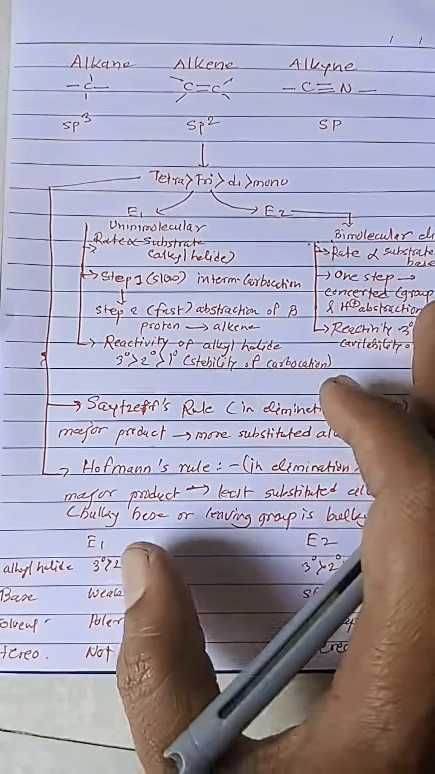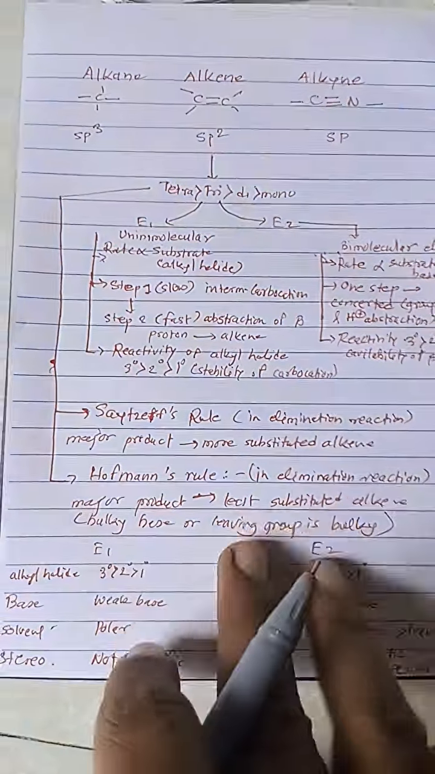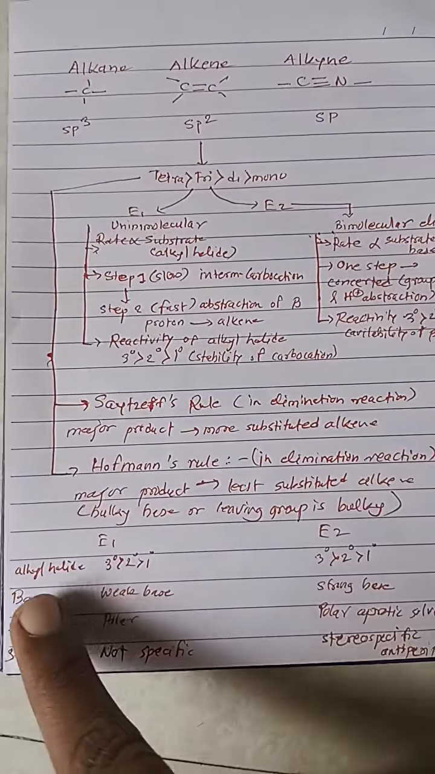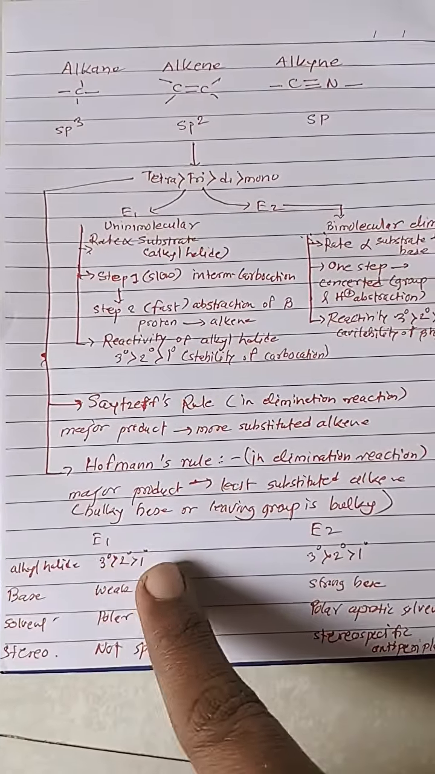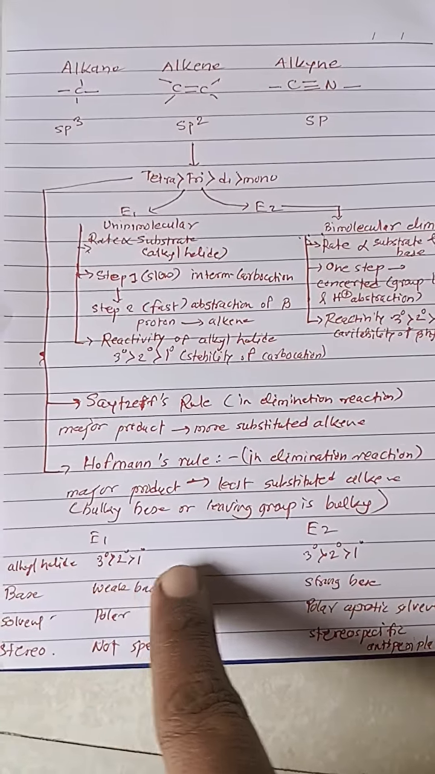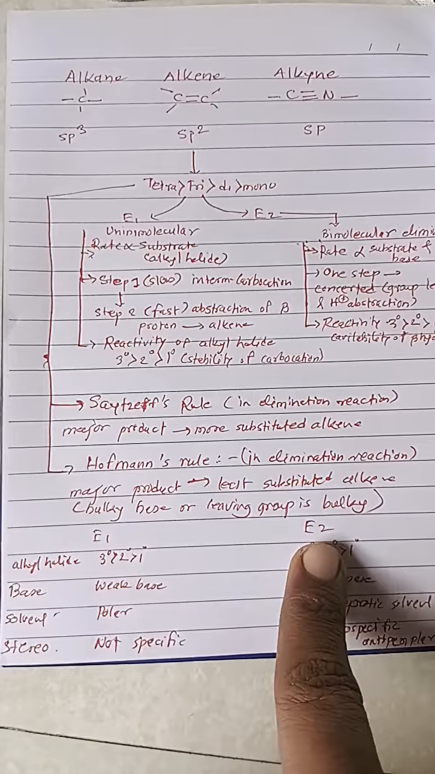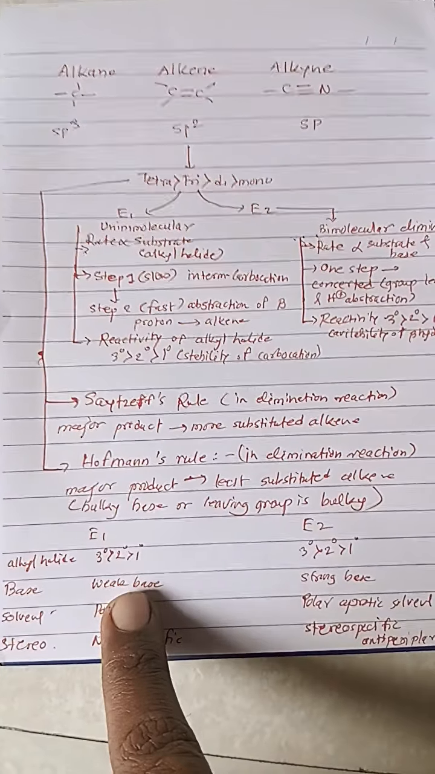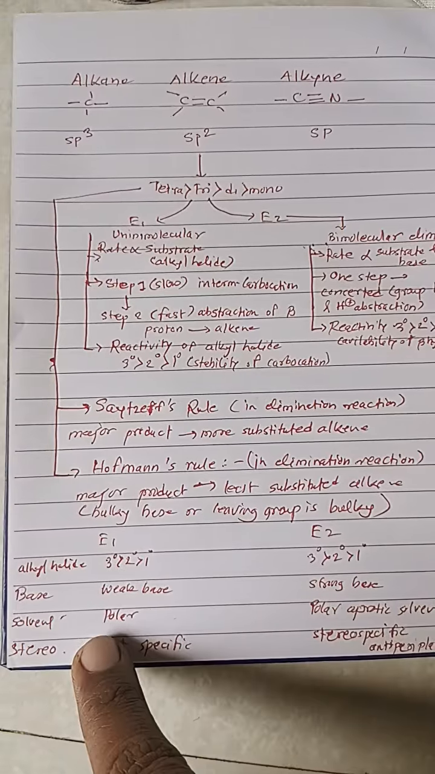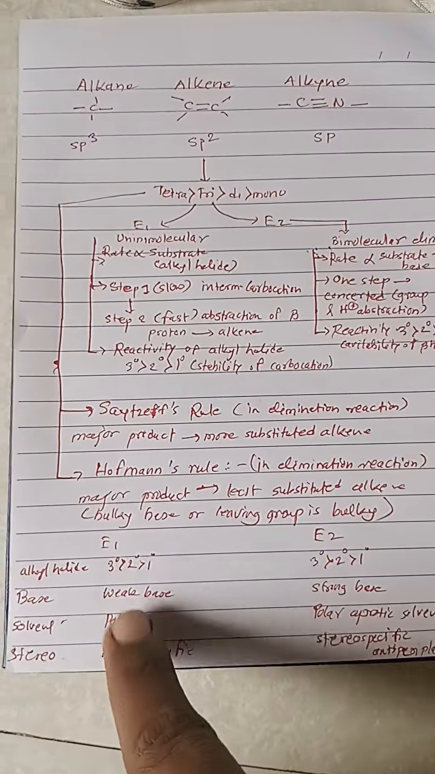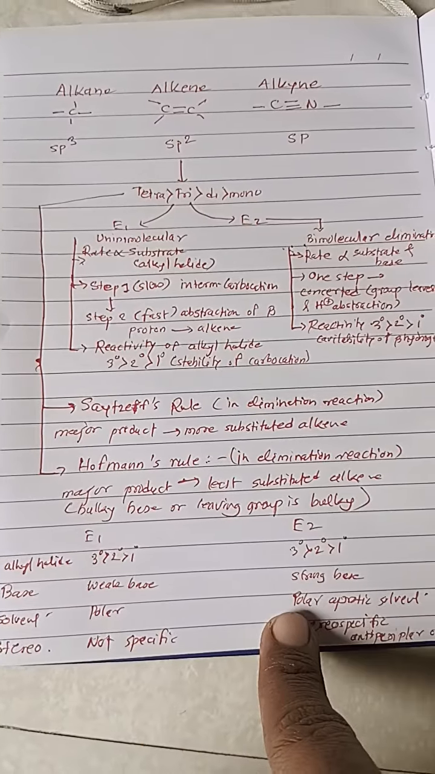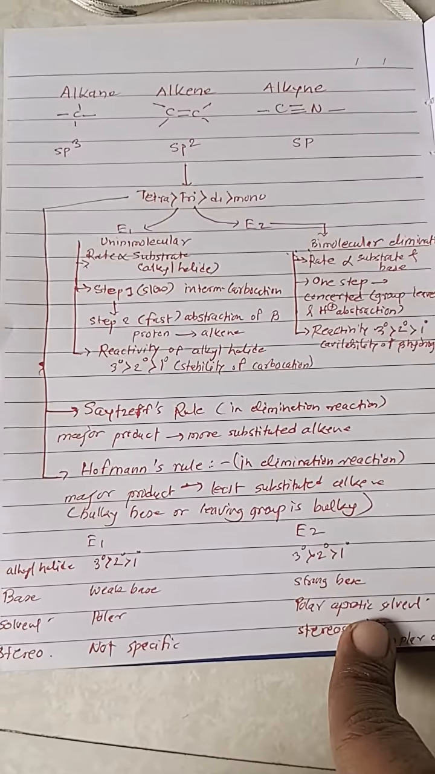If we try to see the E1 and E2 reaction mechanism comparison, the alkyl halide reactivity is like this: tertiary, secondary, primary. Similar in E1 and E2. The base used in the E1 mechanism is a weak base, and in E2 a strong base. The solvent used is polar in the E1 type of mechanism, and in E2 polar aprotic solvents.